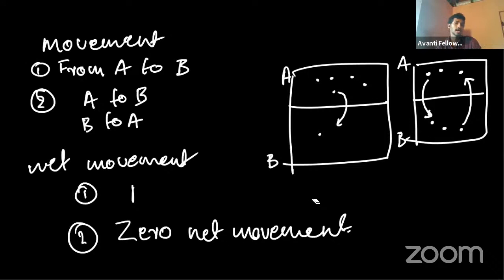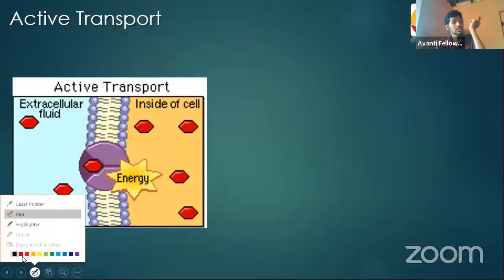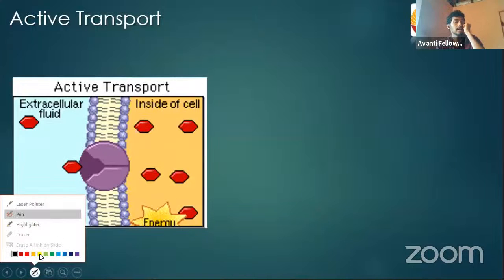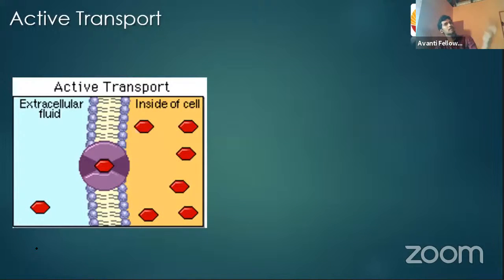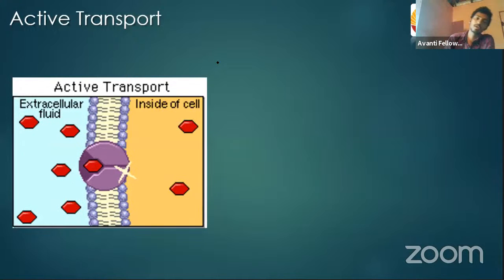So these are the things. There is no net movement. Once equilibrium is reached, there is no net movement. Then there is active transport. There are some compounds which are larger in structure. And another thing, they can't pass through this particular state, through any kind of the molecules.